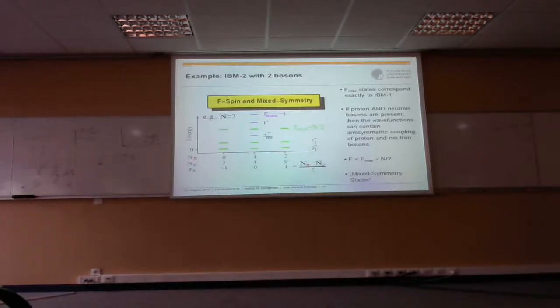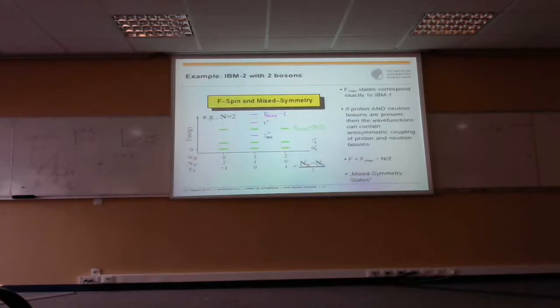2 bosons only, and now you can distribute them over proton and neutron labels. So either you have no proton bosons and 2 neutron bosons, then you have the Z projection of the F spin, which was given by 1/2 times (n_pi minus n_nu). So 1/2 times (0 minus 2) is minus 1. So Z projection is minus 1. Or you have one proton boson, 1 neutron boson, then Z projection is 0. Or you have 2 proton bosons, but then 0 neutron bosons. So Z projection is 1.